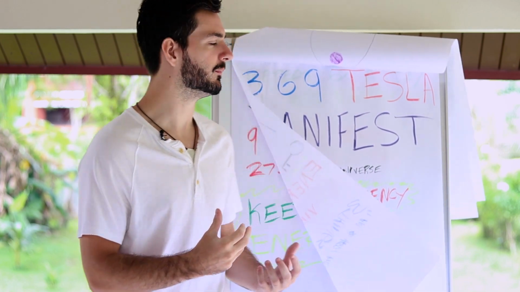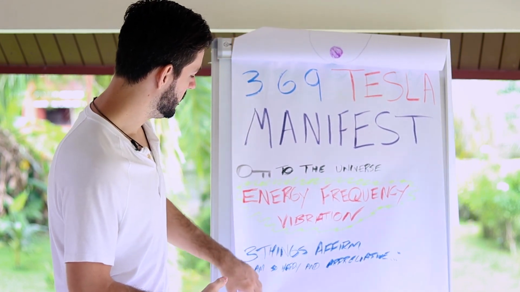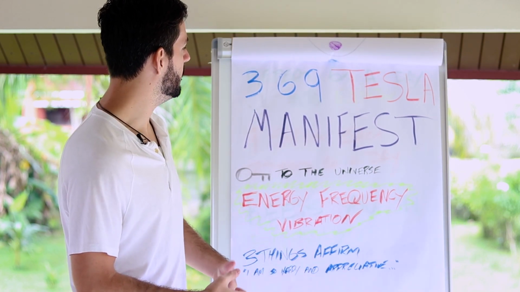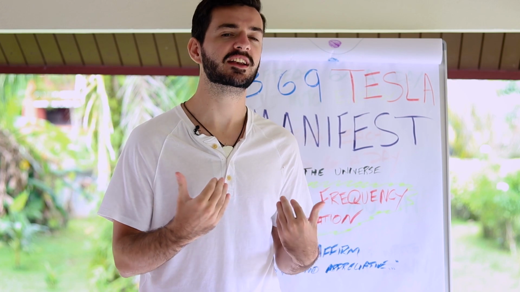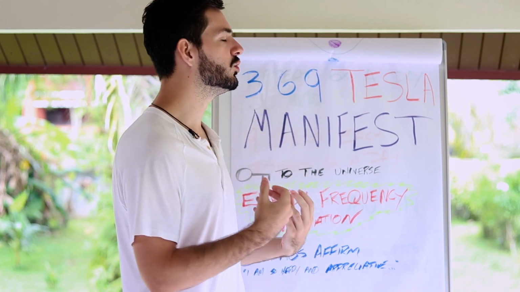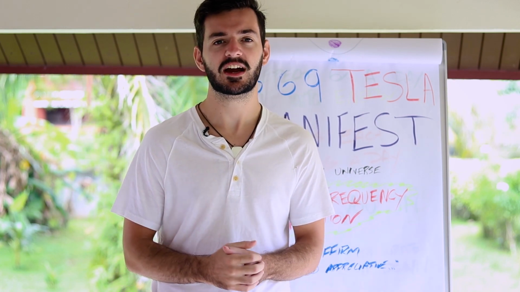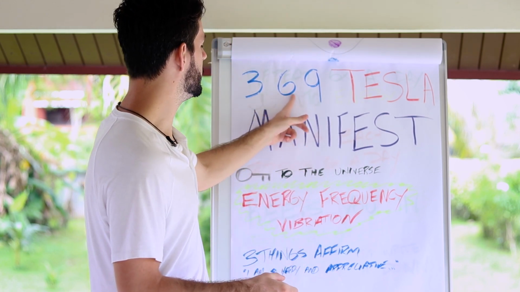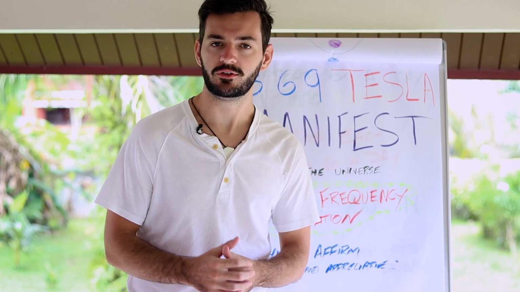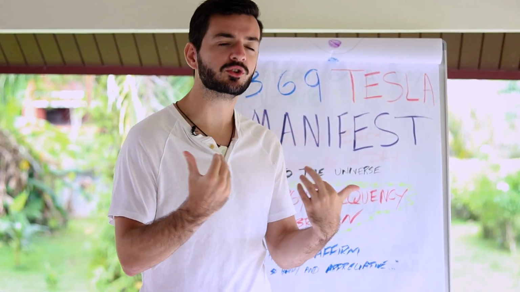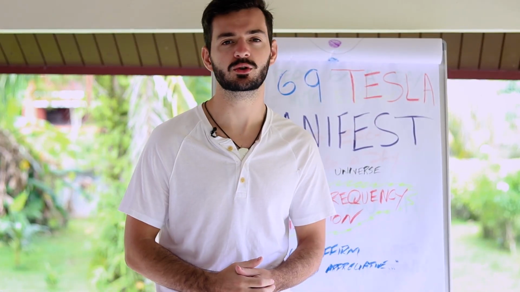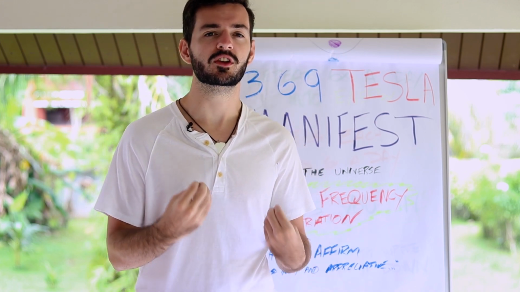Now today I want to go over something, as my paper crumbles up by the wind, called the 369 Tesla code, or Tesla's divine code. And this is a thing you can use to start manifesting. In fact, Tesla himself said that these three numbers are the key to the universe. He also said that energy, frequency, and vibration, when you understand these things, you will understand the universe. You will have the secret to the universe.